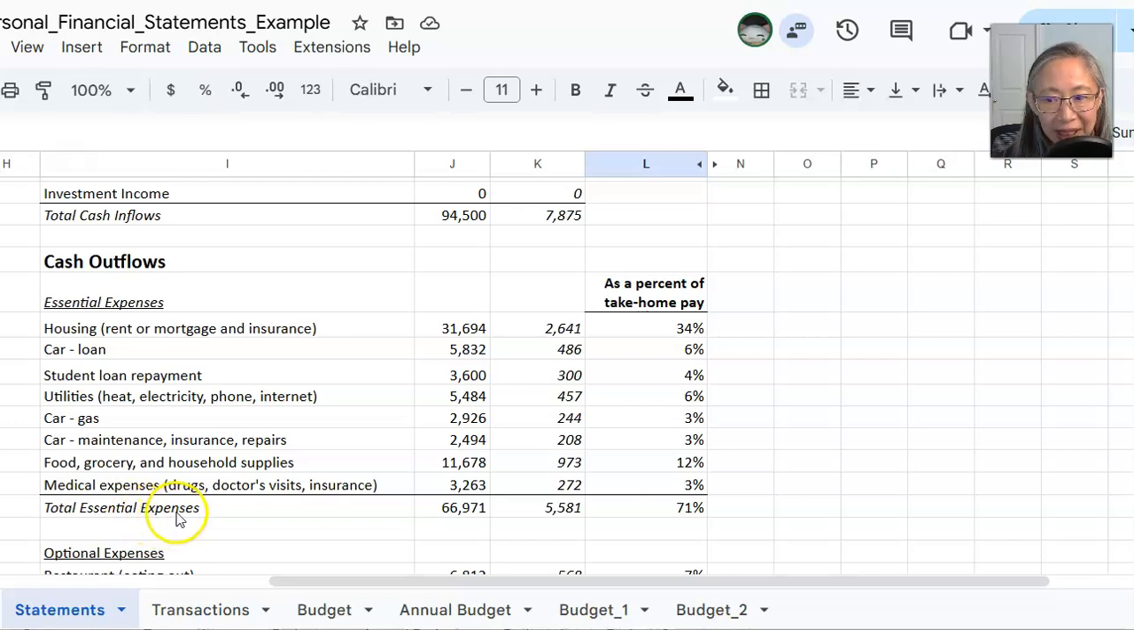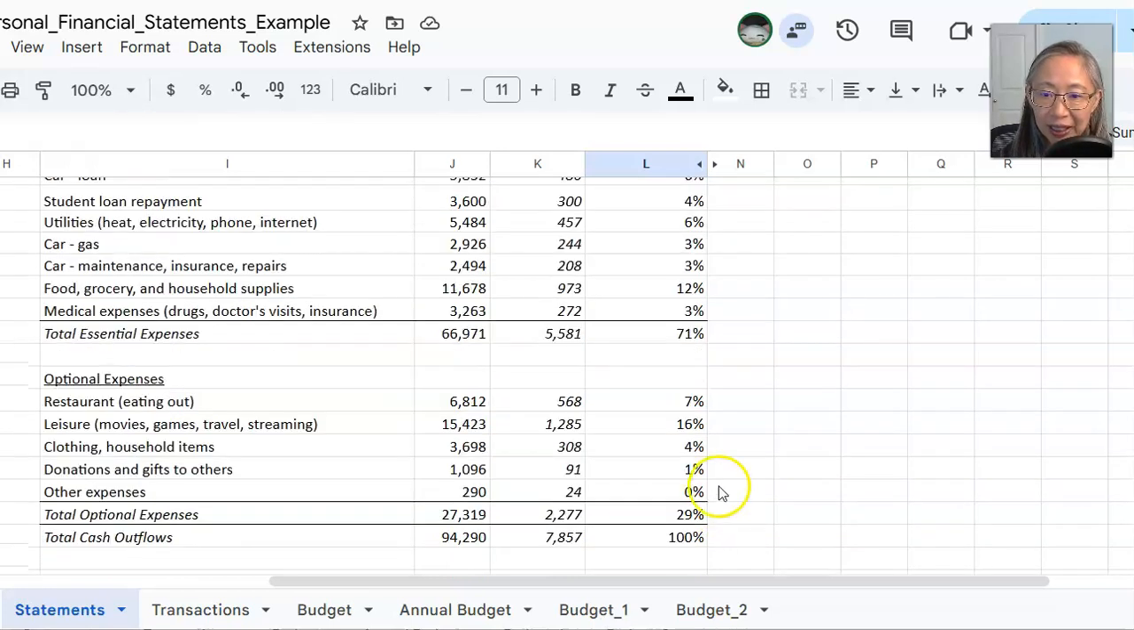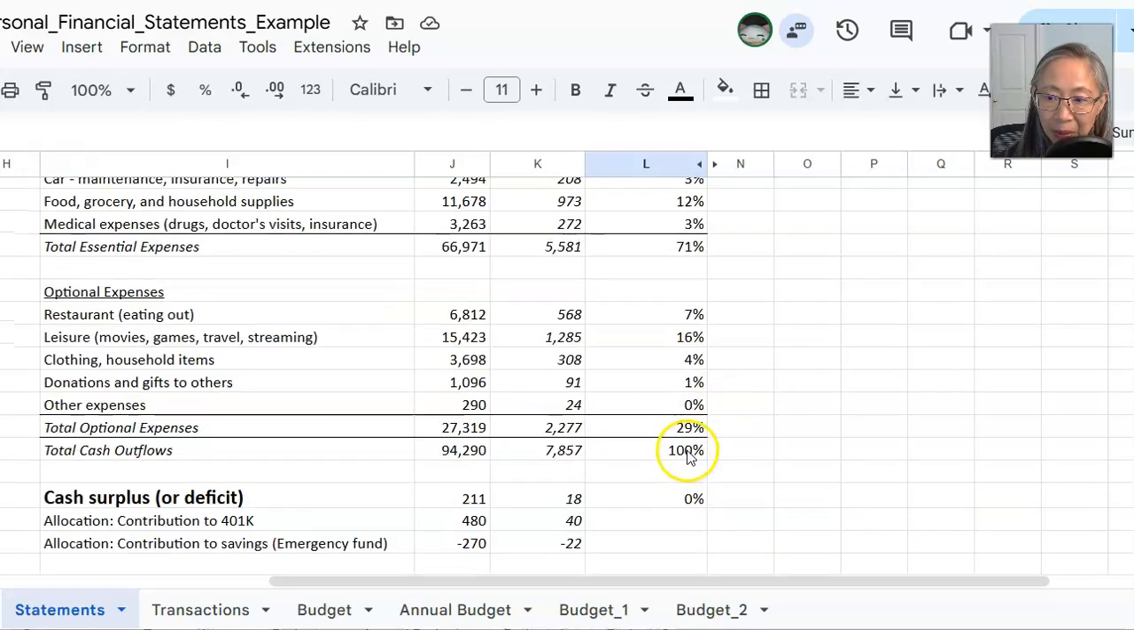Their total essential expenses represent 71% of their take-home pay. So that means they have 29% of their income that they can spend as they wish. And if you look at this, it looks like their largest expenditure is leisure or entertainment. That's 16% of their take-home pay. Eating out is 7%. And they basically spend most of their money.